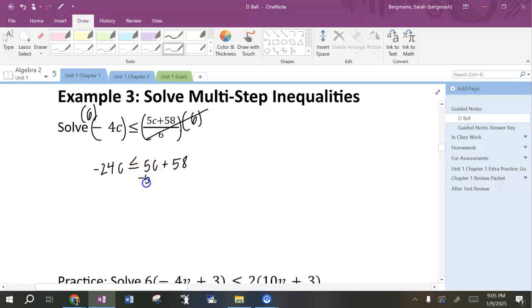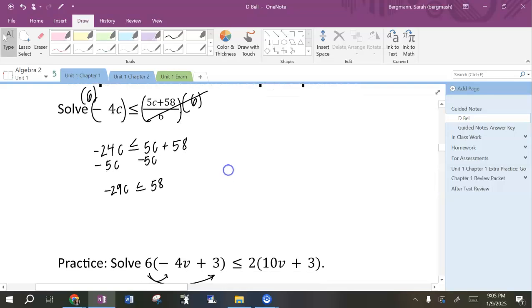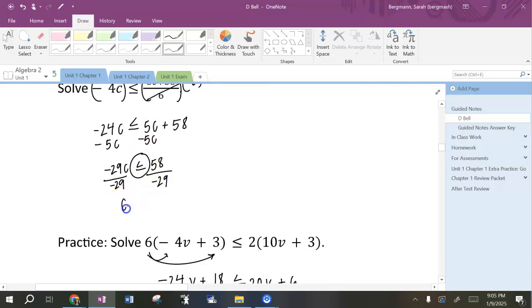Now we can subtract 5c from both sides. You get negative 29c is less than or equal to 58. Then you can divide both sides by negative 29, and since we're dividing by a negative, we're going to flip the sign. So we'll go c is greater than or equal to negative 2. Now that the variable is by itself, you know you have the answer.